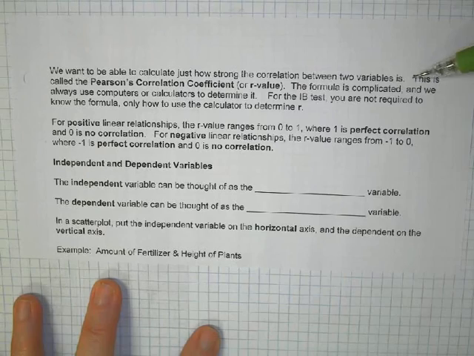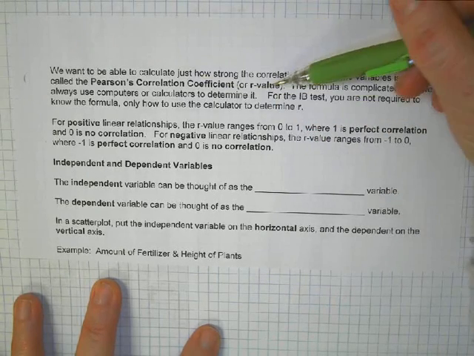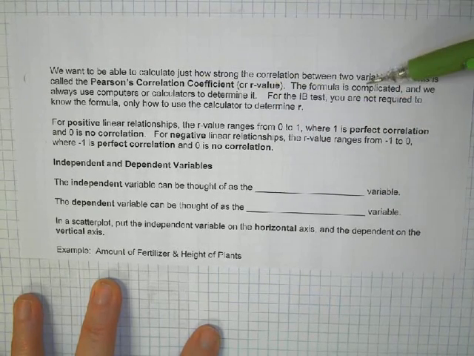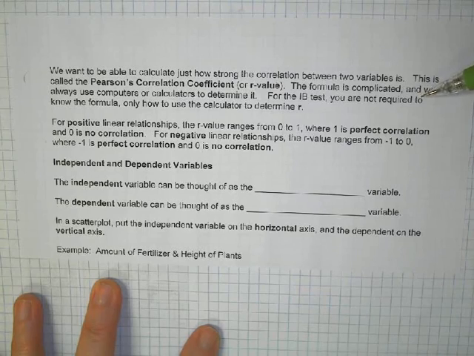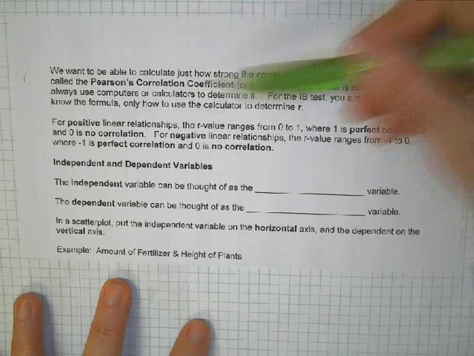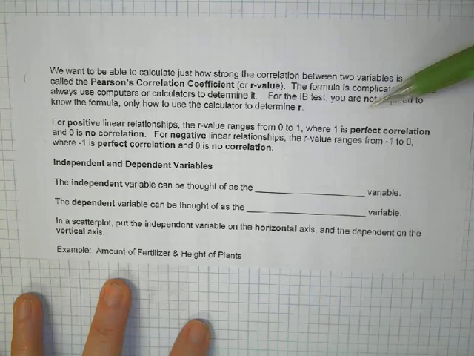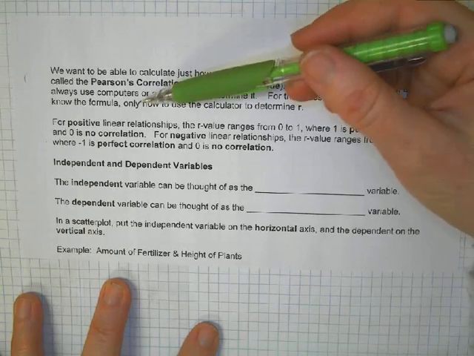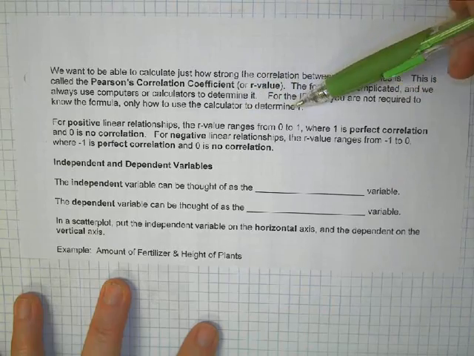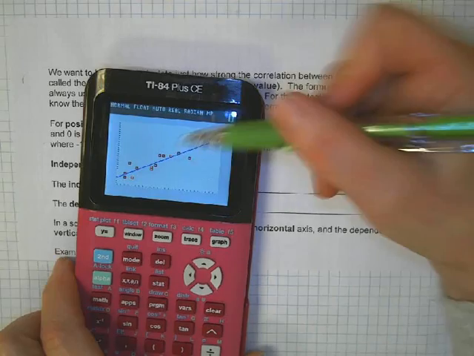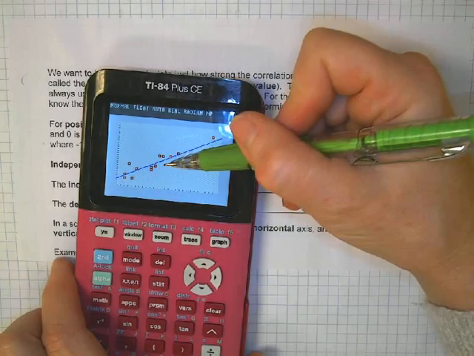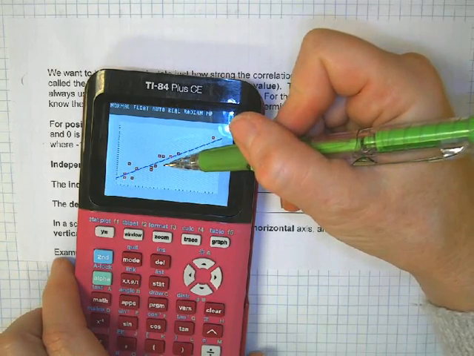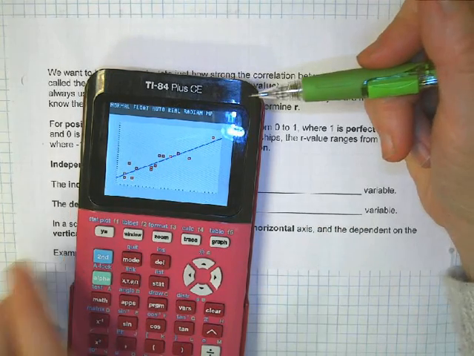This is called the Pearson's correlation coefficient, or R value. The formula is complicated, so we're not going to learn it. We're just going to use a computer or a calculator to determine it. For the IB test, you're not required to know the formula, only how to calculate it. I don't even know what the formula is; I'd have to look it up. It has to do with making a square that touches the line of best fit, finding the area of the square, and then the average size of the squares, or something like that. I can't remember.